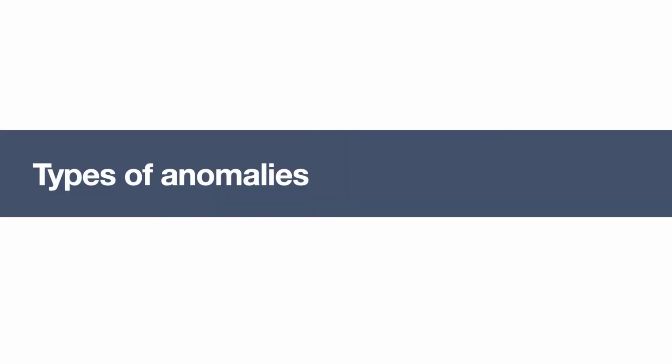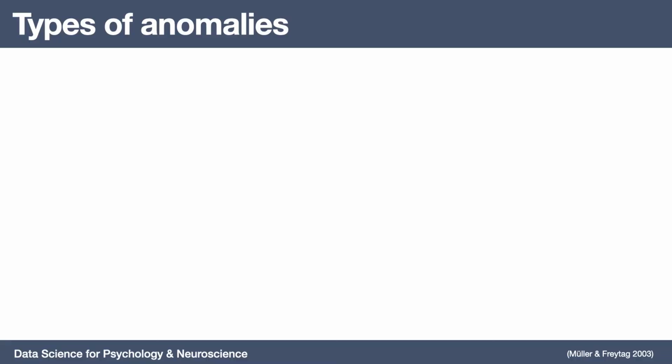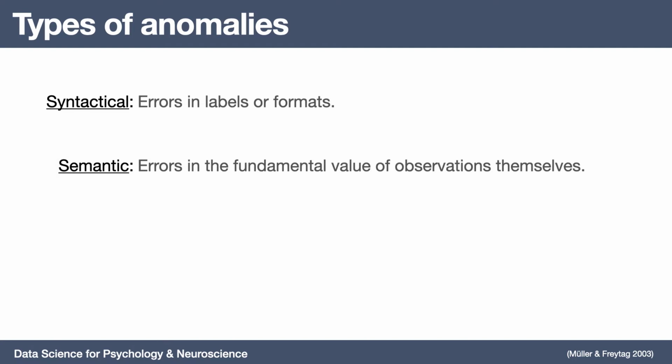With that in mind, let's go over the types of anomalies that can typically happen in your data sets. And these are the classes of anomalies that were proposed by Mueller and Freitag. First, there are syntactical anomalies. These are errors in labels or formats. Next, we'll go over semantic anomalies, which are errors in the fundamental value of observations themselves. And finally, there are coverage anomalies. These are gaps in the collection process. Let's consider the different types of anomalies in turn.